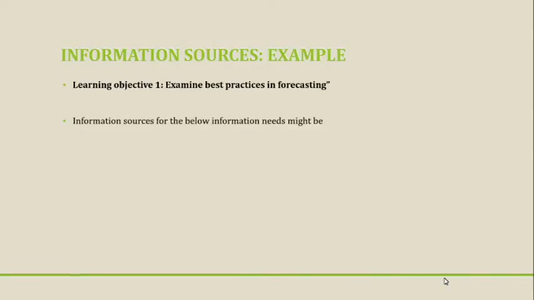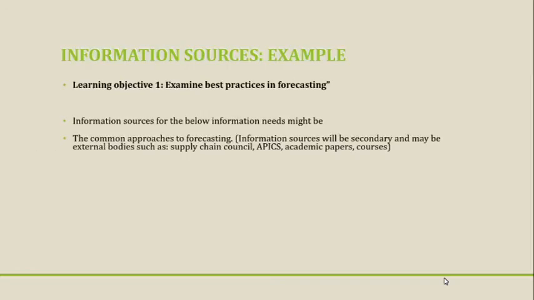An example of the information sources required to solve a problem. Again, back to our cash flow problem and the learning objective of examining best practices in forecasting. Information sources for the below information needs might be: for the common approaches to forecasting, information sources will often be secondary and may be in external bodies such as the Supply Chain Council, APEX, in academic papers or online free course material.